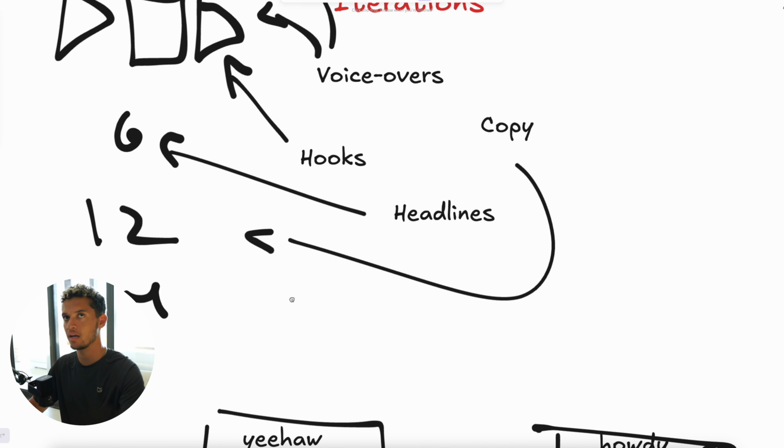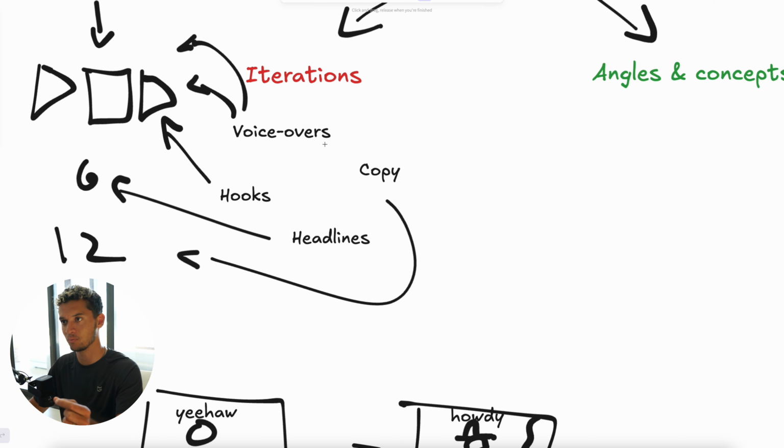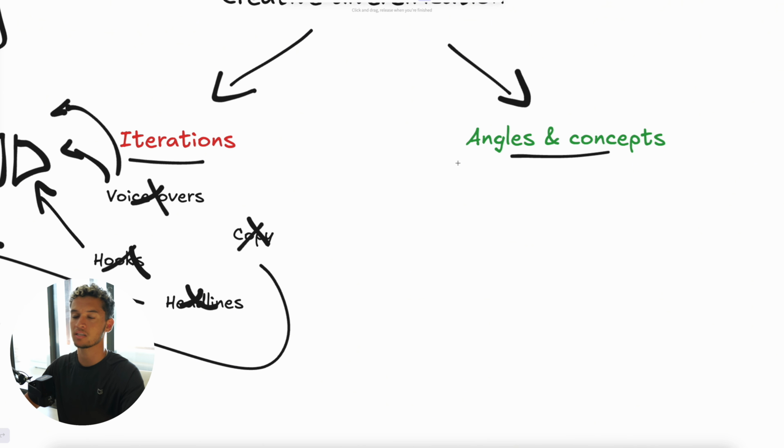So this is the same ad. You can't create creative diversification with split tests and with iterations. So of course, still do these things. We still spend around 10 to 20% of our budget on iterations. I'll come to that later on, how we actually do that. But what you need to do is angles and concepts.